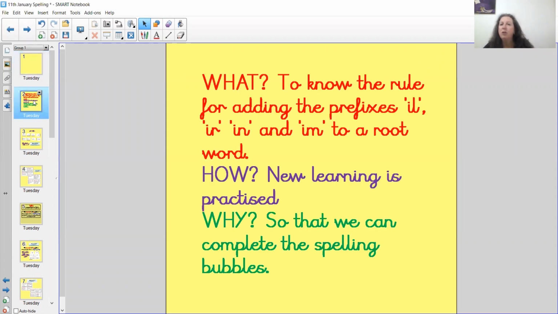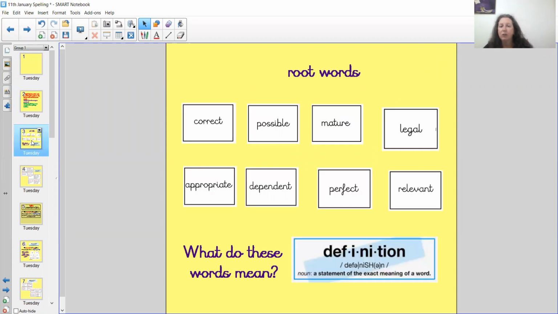So, our aim is to know the rule for adding the prefixes il, ir, in and im to a root word, how new learning is practiced and why, so that we can complete the spelling bubbles. Okay, so the first thing that I want you to do is just have a look at these words. These are the root words that we are going to be using for this lesson. Think about, what do these words mean?